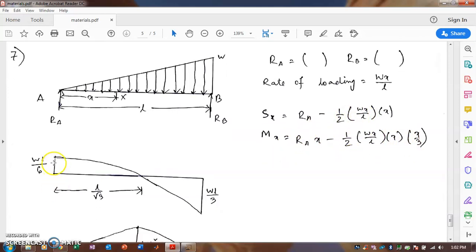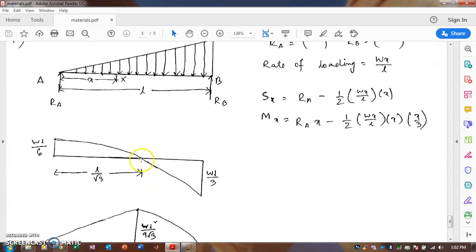Now, you need to draw a parabola between these RA and RB. It becomes 0 at L by root 3. How could we get that? If you equate the shear force equation to 0, that is where it becomes 0. So you can get the value of X, the distance where it becomes 0. From this, it comes to L by root 3. You can do it yourself. If you equate this equation to 0, you can get the value of X, and this value will be equal to L by root 3.